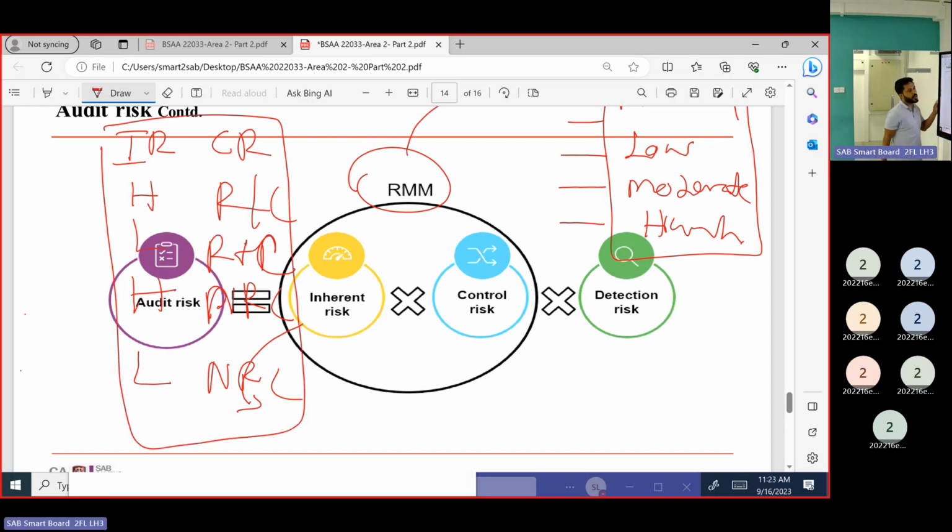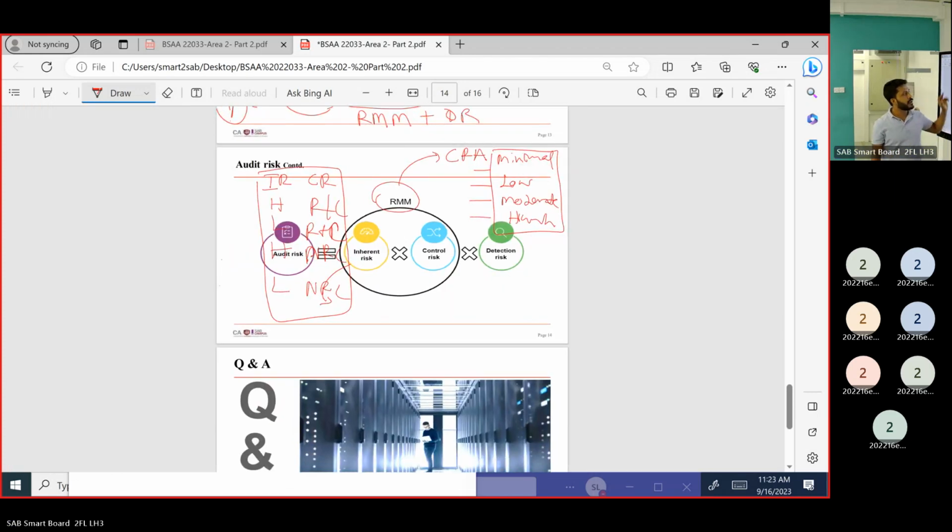Accordingly, we can identify 4 different combined risks. If inherent risk is lower and we can rely on control, the risk level will be minimal. Right? I'll show you one of the real calculations about risk assessment.